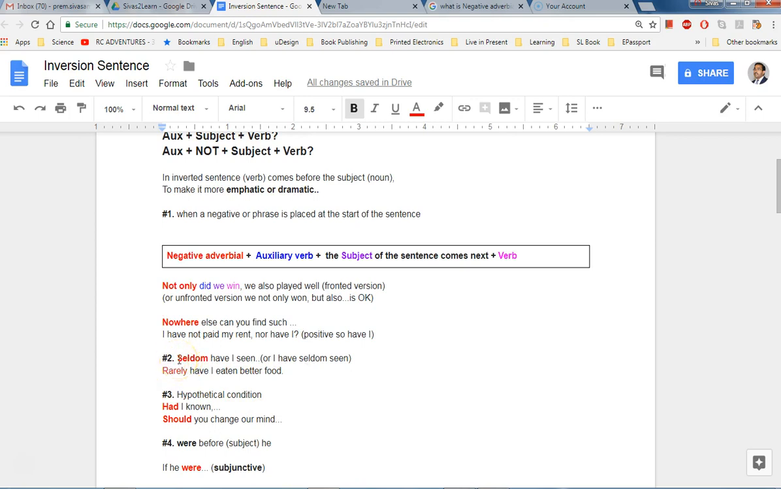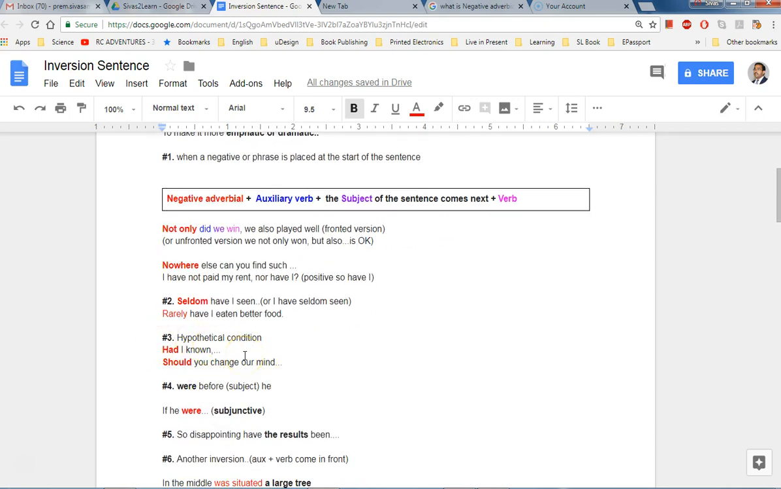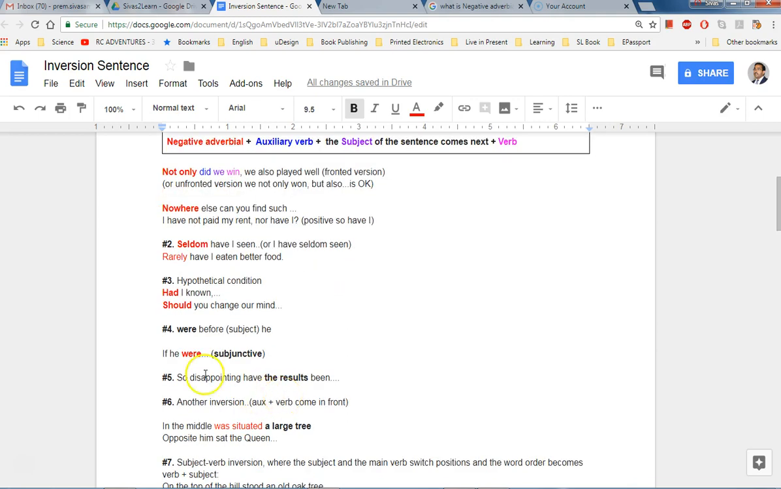So tip number 2, where you use it: sometimes, seldom, rarely, those kinds of adverbs, right? Seldom have I seen, rarely have I eaten. Okay. Tip number 3, in hypothetical conditions, such as, had I known you earlier, something like that. Should you change your mind? Okay. And also there's another place where you will notice sometimes we use were, which is not supposed to be used with he or she or other subjects, right? If he were to be here, that means this is subjunctive mood.